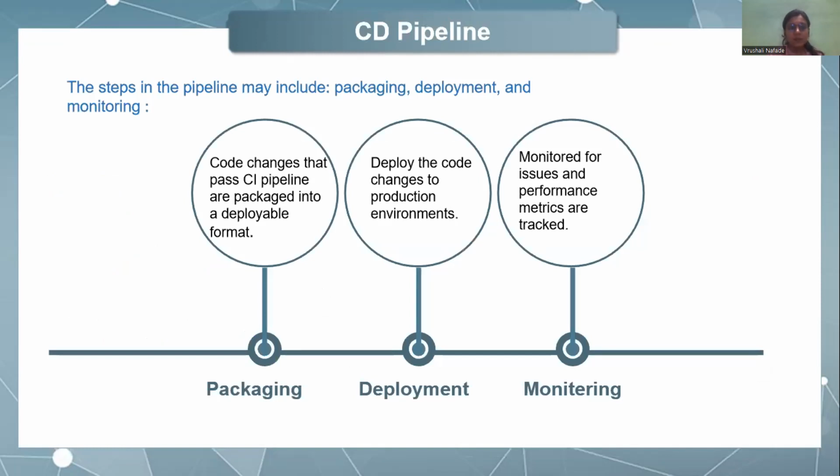These are the steps in the CD pipeline. First is packaging. In packaging, code changes that pass the CI pipeline are packed into a deployable format. Second step is deployment. In this step, the developer will deploy the code changes to the production environment. And third step is monitoring. In this step, the environment is monitored for issues and performance metrics are tracked.